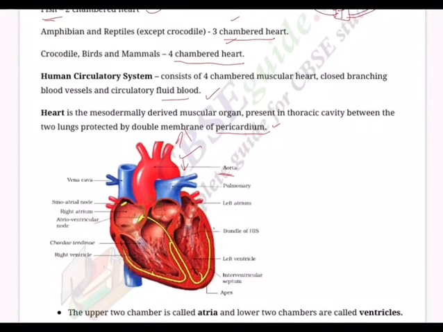Once the pure blood reaches all the parts of the body, the oxygen will enter the tissues along with the glucose. As I said in my previous chapter, cellular respiration takes place. 36 ATPs are formed because of oxidation of glucose. One of the byproducts of this cellular respiration is CO2. So the CO2 now will be carried out by the same blood.